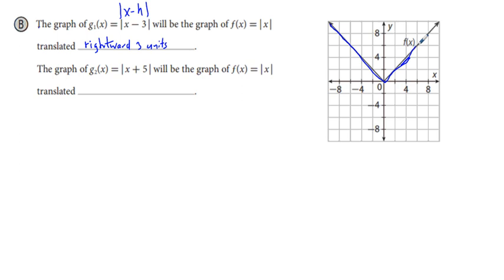Oh, that's kind of messy. Okay, and so we take this, move it to the right 3 units. So there it is, to the right 3 units. And then the graph of g of x equals absolute value of x plus 5 will be the graph of f of x equals absolute value of x translated 5 units to the left.